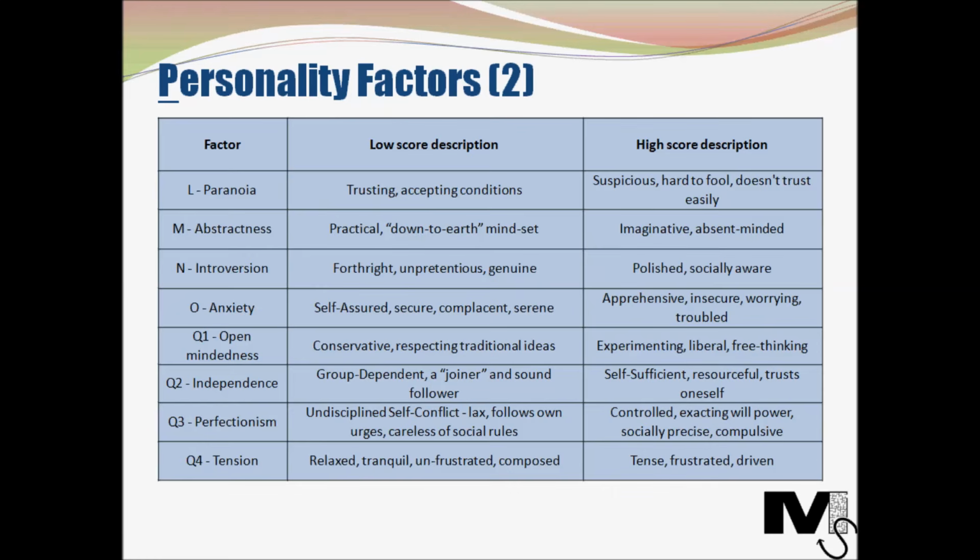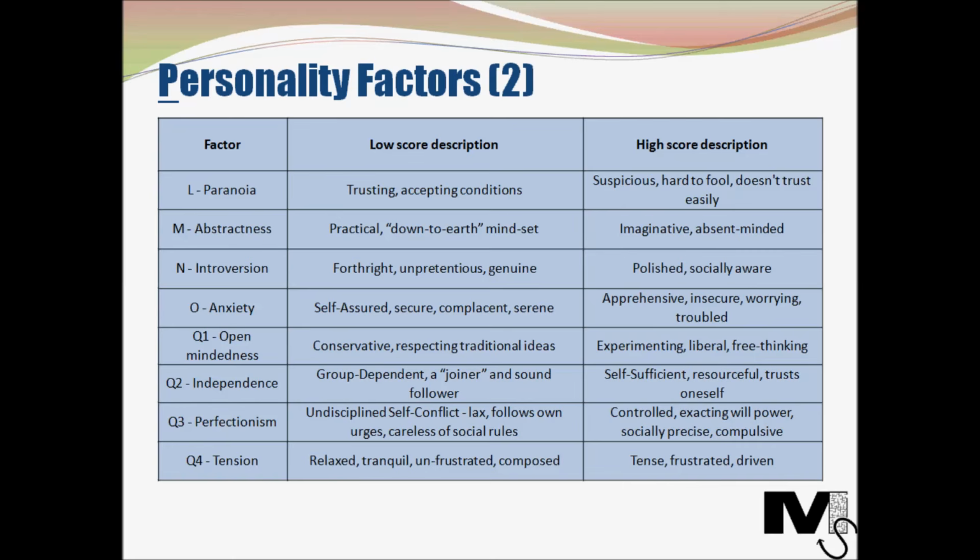N is introversion. A low score description can mean being forthright, unpretentious, and genuine. And a high score description can mean being polished and socially aware. Factor O is anxiety, and a low score description can mean being self-assured, secure, complacent, and serene. And obviously, a high score description can mean being apprehensive, insecure, worrying, troubled, and basically very high anxiety levels. Q1 is open-mindedness, and a low score description can mean being conservative, respecting traditional ideas, and a high score description can mean being experimenting, liberal, and free thinking.